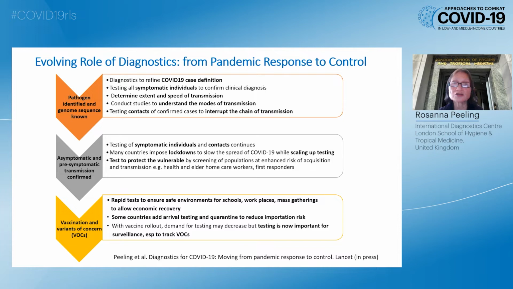But many countries decided to impose lockdowns to try and slow the spread of COVID, and also tested healthcare workers or elder home workers to protect the vulnerable. And then as vaccines became available and variants of concern started to emerge, rapid tests became necessary to ensure a safe environment for schools, workplaces, and mass gatherings in order to allow for economic recovery. Some countries also did arrival testing and quarantine to reduce importation risk for travel. And the role of diagnostics is now important in terms of surveillance to track variants of concern.